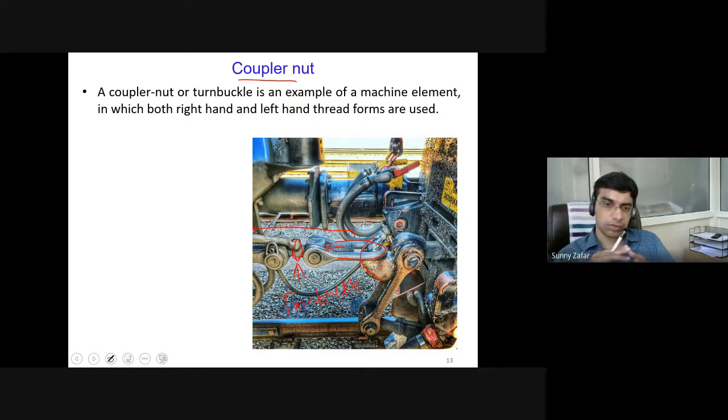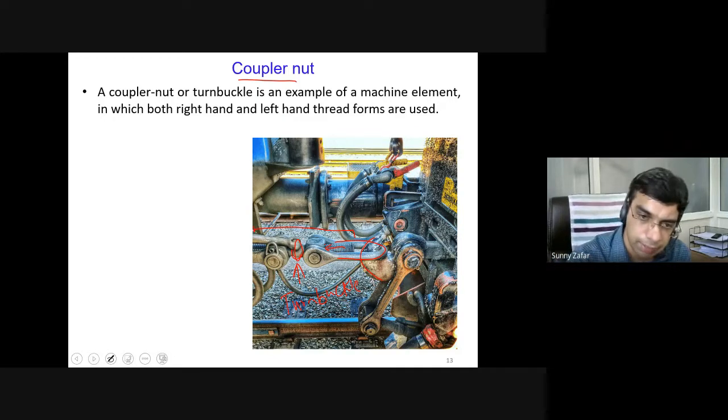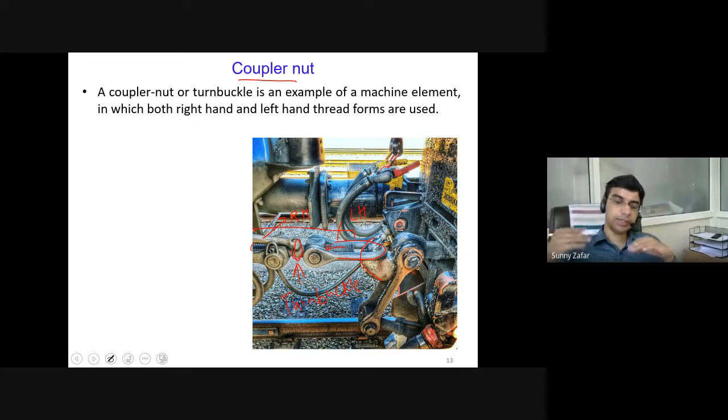So in this case also, at one end of this coupler nut, they have the left hand thread, and at the other end the right hand thread. So there you have the right hand threads, and the other end has the left hand thread. So this is again so that you don't accidentally untighten it. In this case also, the combination of both the threads is used here.